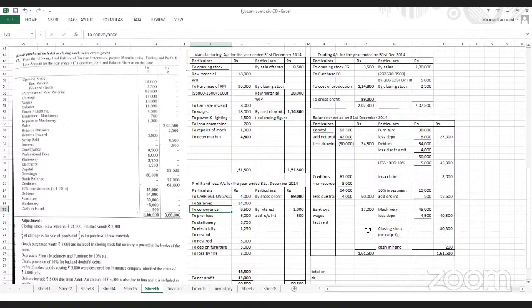Clear? Next adjustment, create provision for doubtful debt 10%. So on debtors, I charge 10%. If any other adjustment is there, first I'll complete that adjustment and we'll do RDD at the end. So let's go, from debtors and P&L debit. Normally.